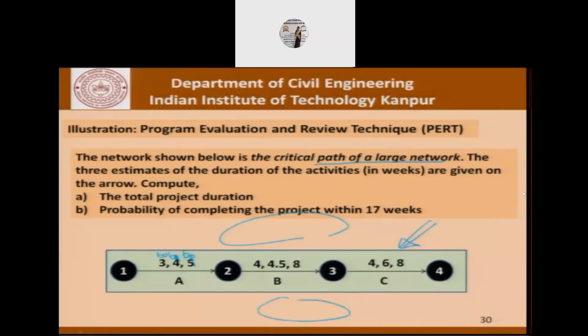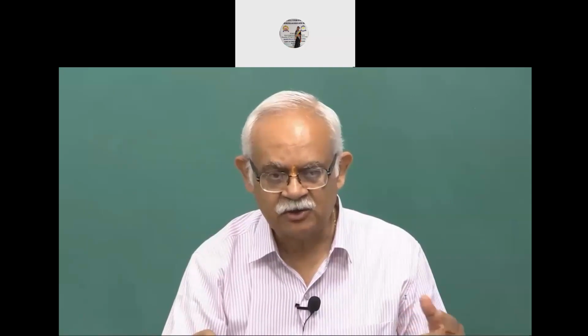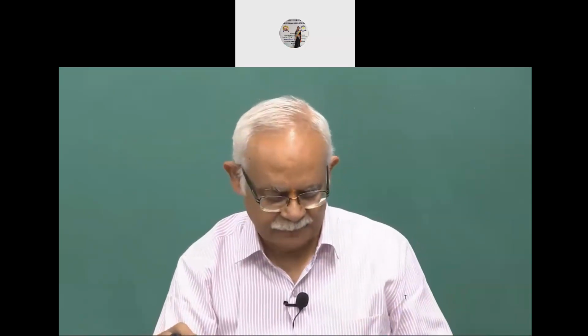So what we're trying to find out is the total project duration and the probability of completing this project within 17 weeks. Now, 17 weeks, please see, if we do a very simple calculation, 4, 4.5, and 6 will give us 14.5. So if we just take the most likely times, as we did in an example just now, it turns out to be 14.5. So what is the probability associated with completing this project not in 14.5 or 15 weeks, but in 17 weeks? That is what we need to calculate.